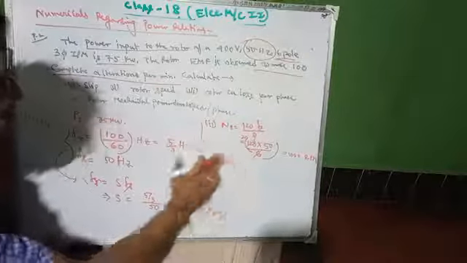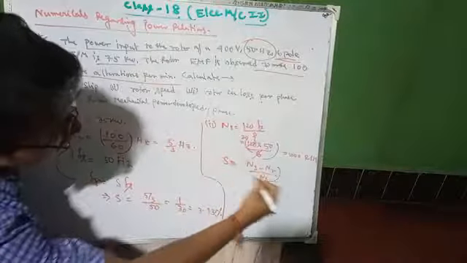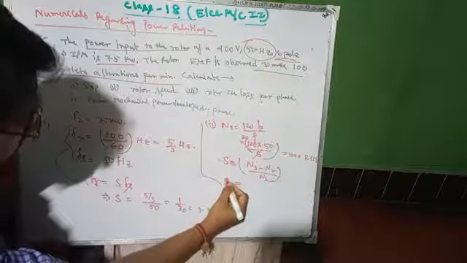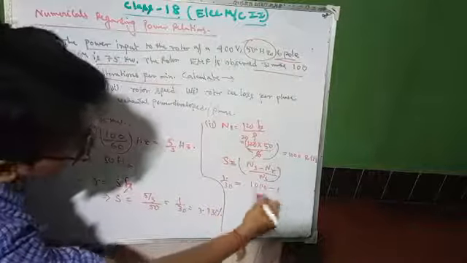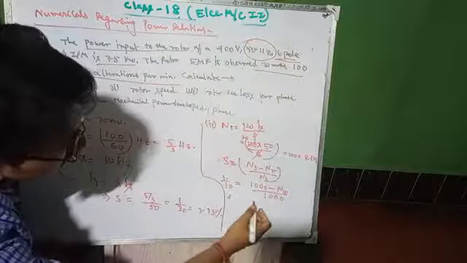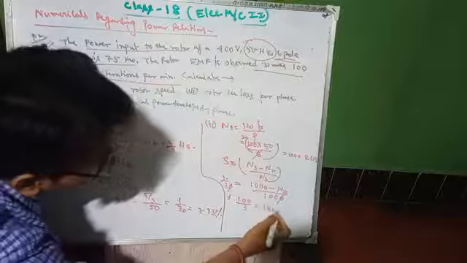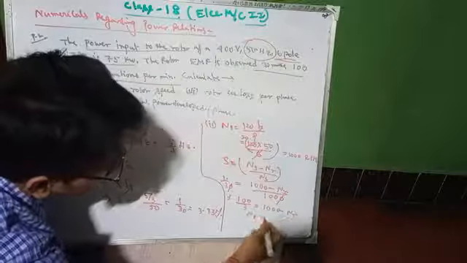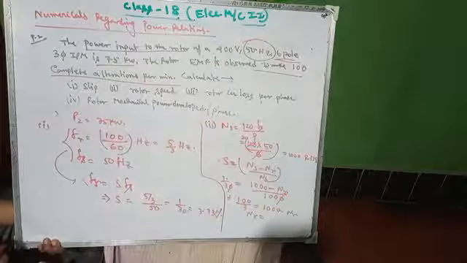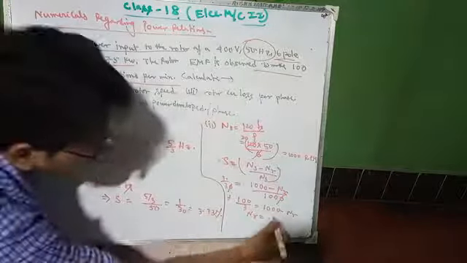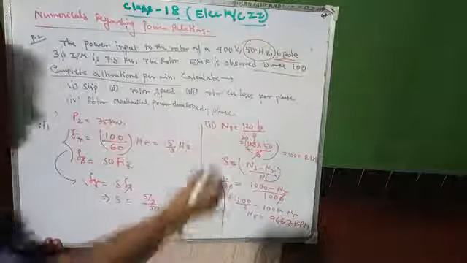To find Nr, use the formula for slip. Slip equals 1 by 30, equals (Ns minus Nr) by Ns, that is (1000 minus Nr) by 1000. So the zeros cancel out, 100 by 3 equals 1000 minus Nr. So Nr should be equal to 1000 minus 100 by 3, that will be 966.7 rpm. Okay, so your second problem is completed.